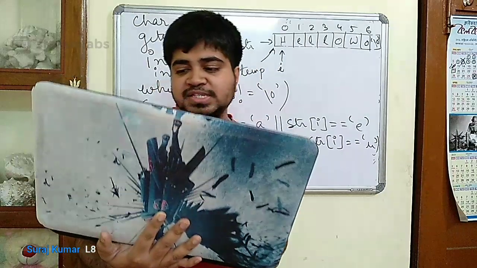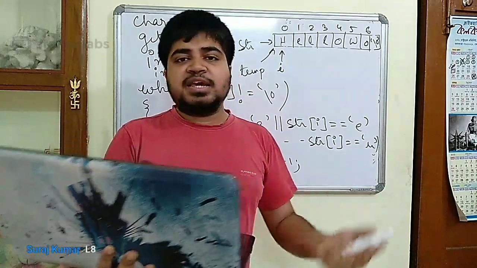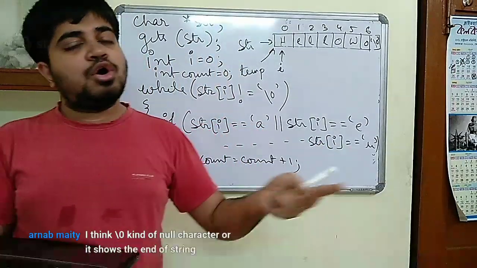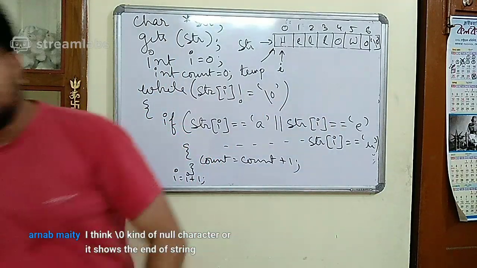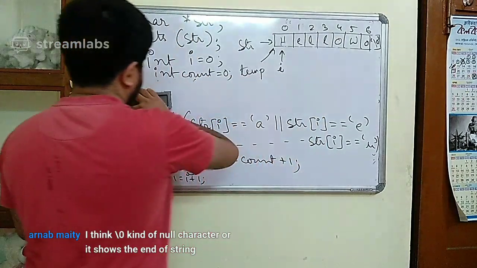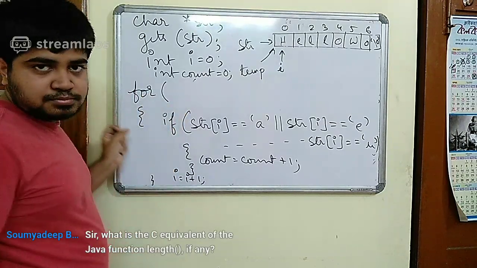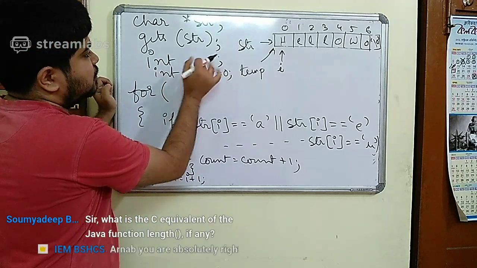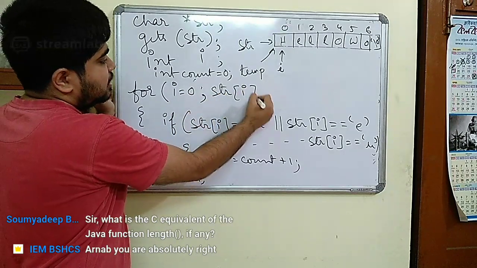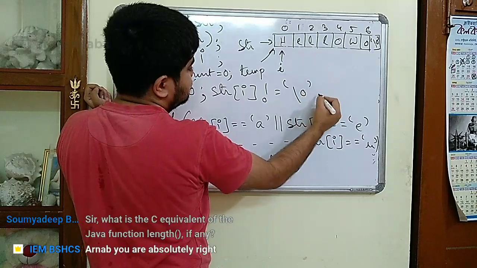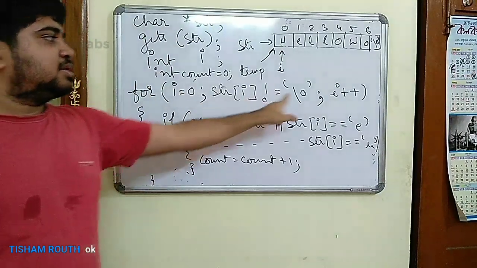Romit Bhomik is asking, sir, why have you used a while loop? Why can't it be done using a for loop if the length of the string is known? Yeah, it can be done. You have to find out the length, or you can simply modify this while loop to a for loop. For, over here, no need to specify, just i equal to 0, str[i] not equal to \0, i plus plus. I don't need to specify this also. This can be done.